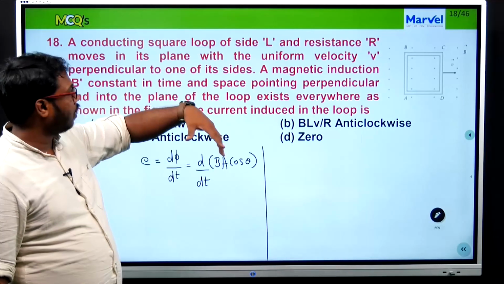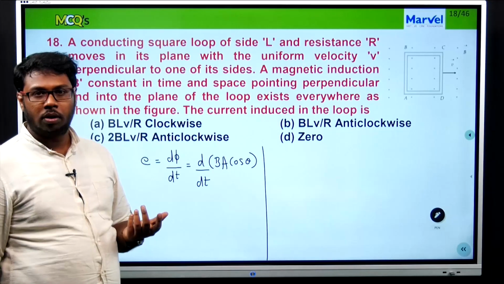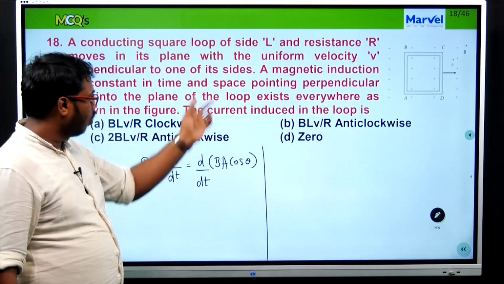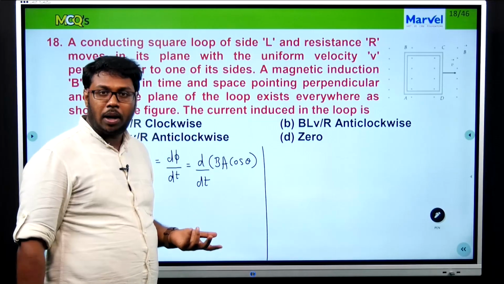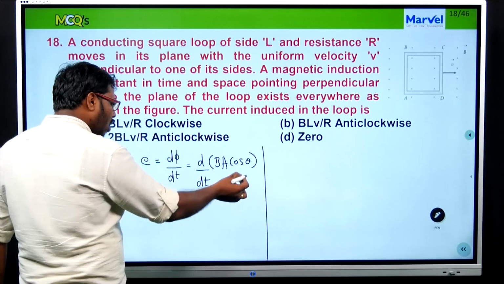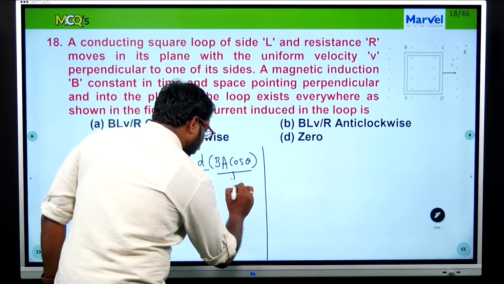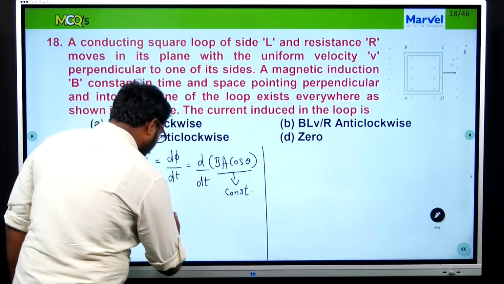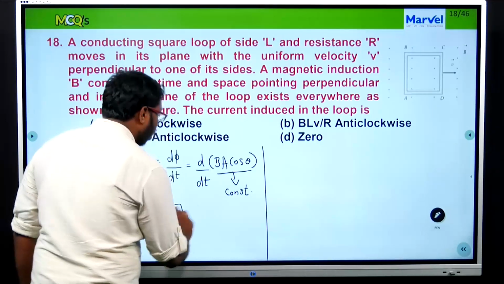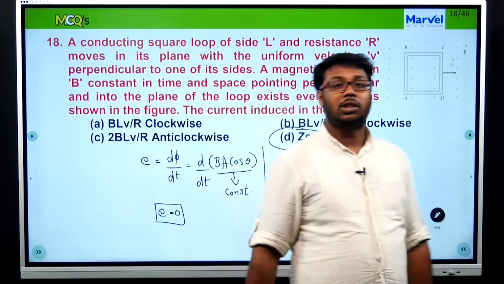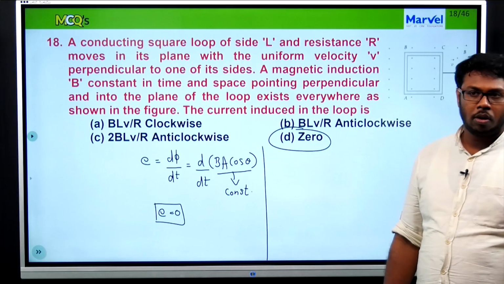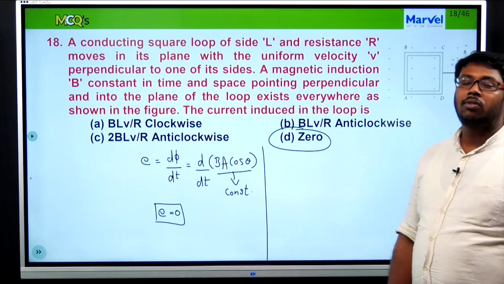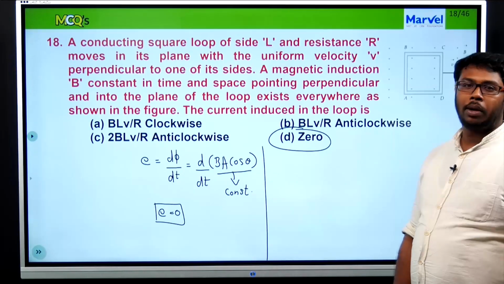Here, nothing like that is going to happen. The whole loop moves with a constant velocity in a uniform magnetic field, so all the quantities here are constants. On differentiating a constant, your E will be 0, so your current will also be 0. Easy and straightforward. This is how you have to understand everything. First check whether the current itself is going to be produced or not, and only then worry about the directions.